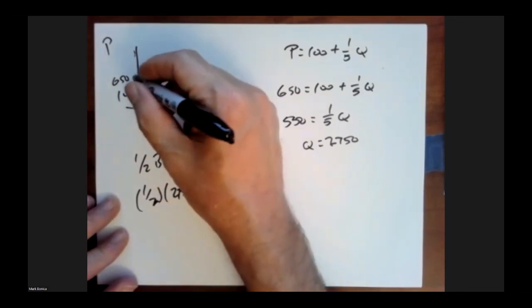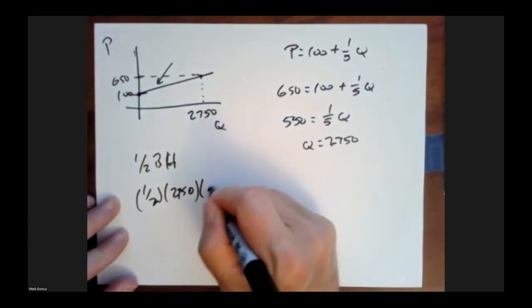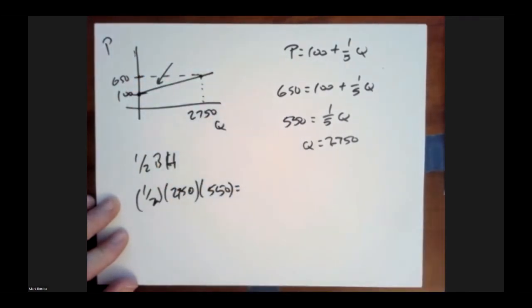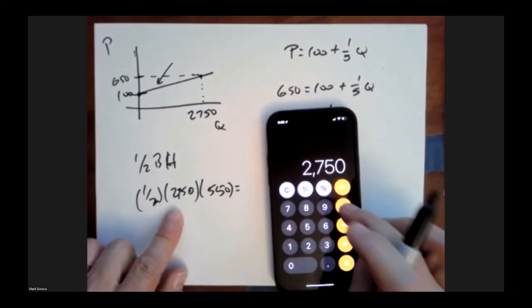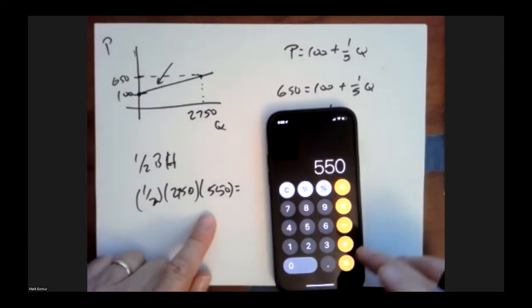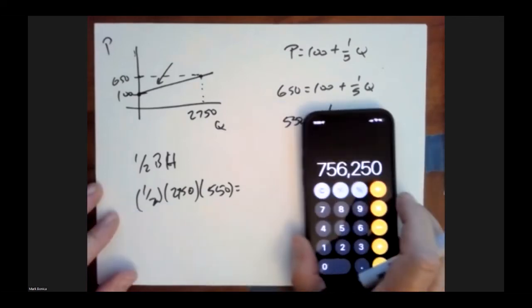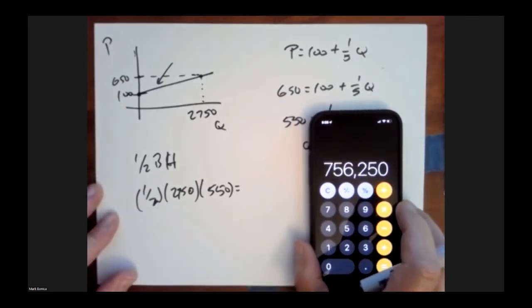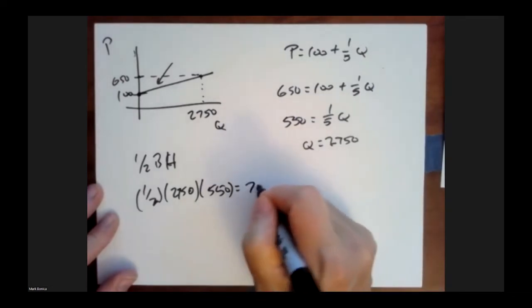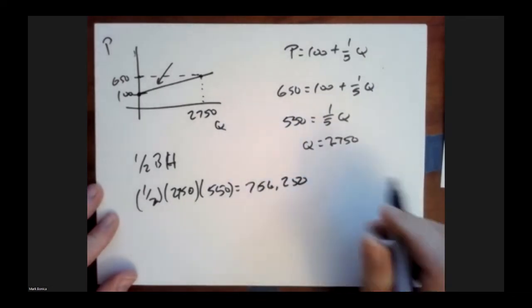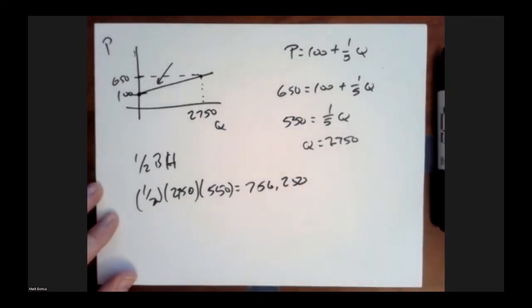And the height is 650 minus 100, or 550. So 2750 times 550 times 1/2 times 0.5 gives us 756,250. So that is the answer to problem 12. Problem 13.